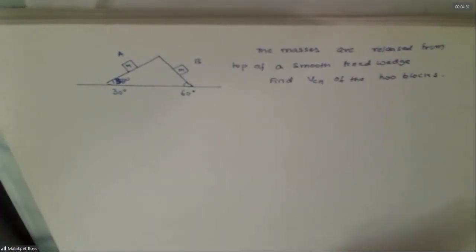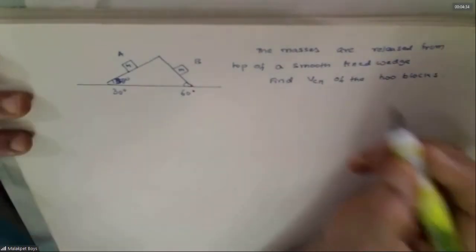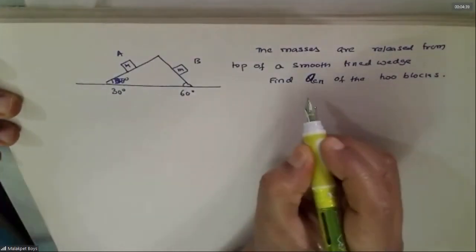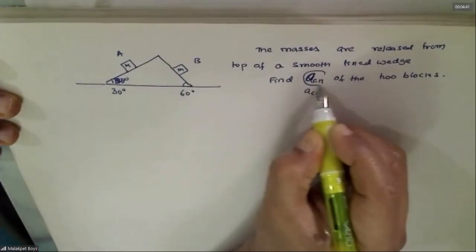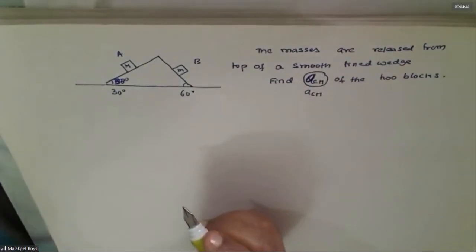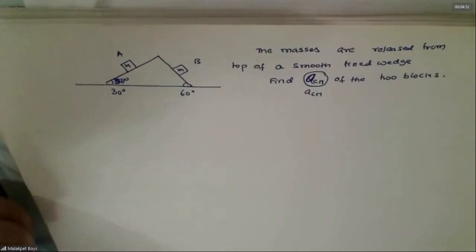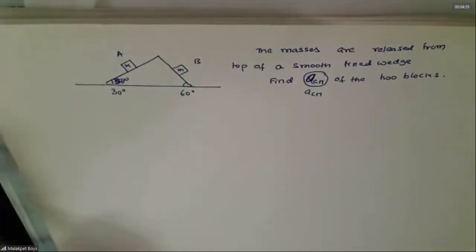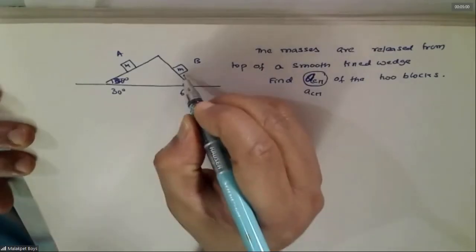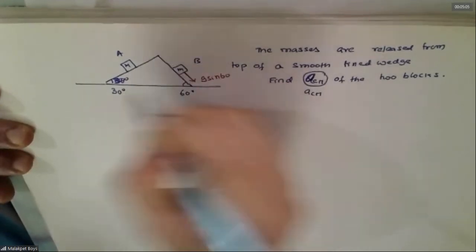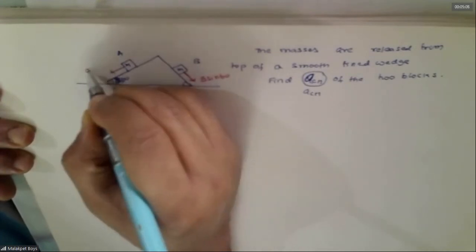Acceleration. Now you can see that the acceleration, see, this has g sin θ, so g sin 60, g sin 30 degrees.